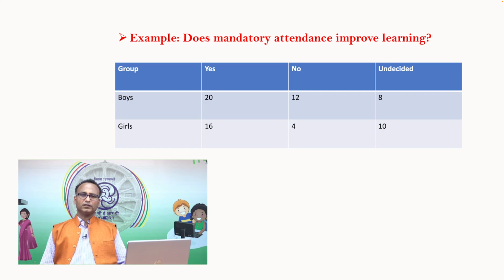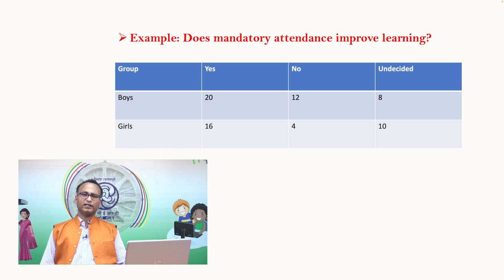So, you have a boys group and a girls group. Boys group say yes 20, but the girls group say yes 16. Boys group say no 12, girls group say no 4. Boys group say undecided 8, girls say 10 undecided. Now, you see you have two group categories, boys and girls, but their opinion and response is different in terms of yes, no, undecided.